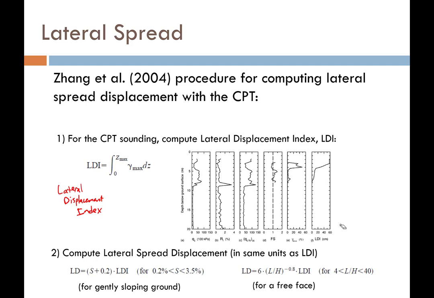So once you have the LDI for your soil profile, this is where the semi-empirical part comes in. This is all the analytical stuff. This is all the empirical stuff. So they fit it to empirical case histories. If you're using a gently sloping ground or a ground slope case, this is the relationship you're going to use. So now we have the slope of the ground plus a model coefficient times the LDI that you have, and S is in percent. Or if you have a free face case, you're going to use this relationship right here.